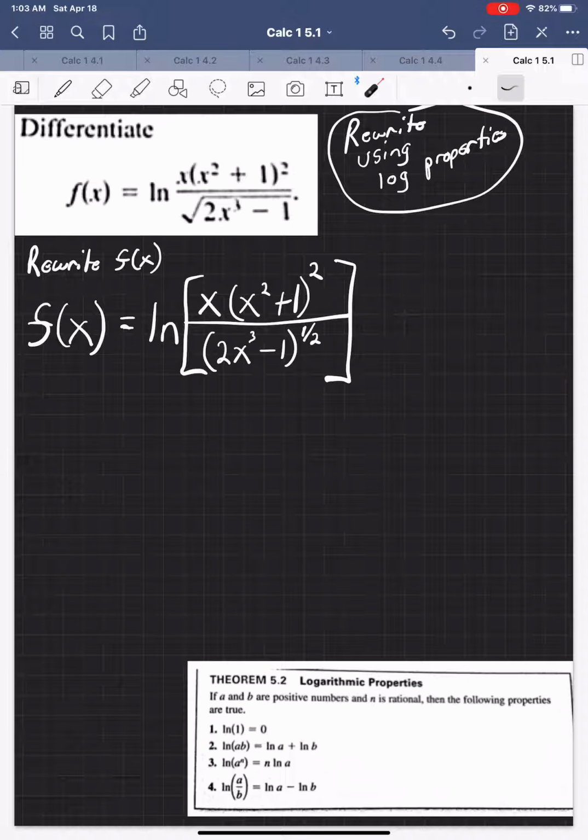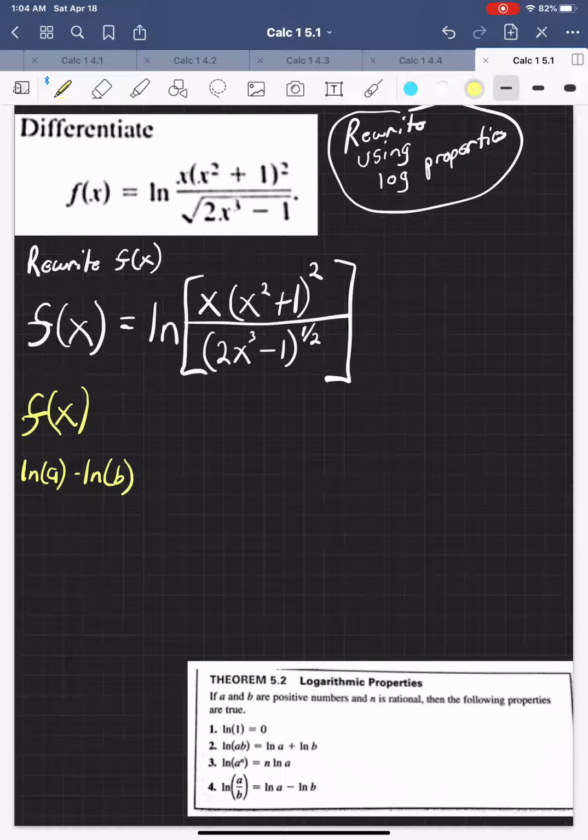Ready? And now, let's start to notice some log properties here. So I'm noticing a quotient, so we should be thinking the quotient rule down here. I'm also noticing a product, so we should be thinking a product rule. You are always going to start with that quotient. So let's do that really quickly. The very first thing I'm going to do is use that ln of A minus ln of B. I'm going to do that right now.